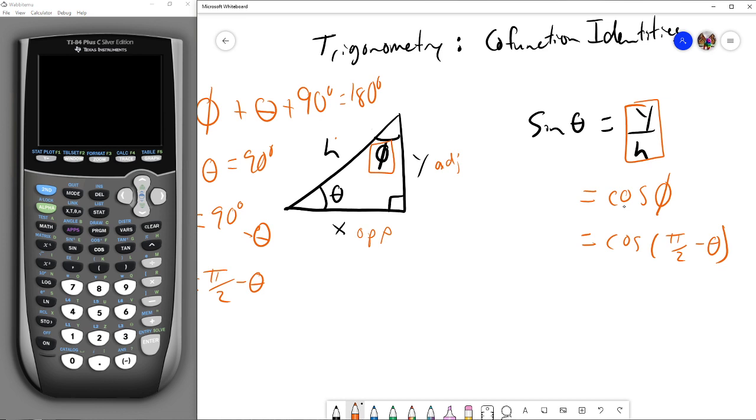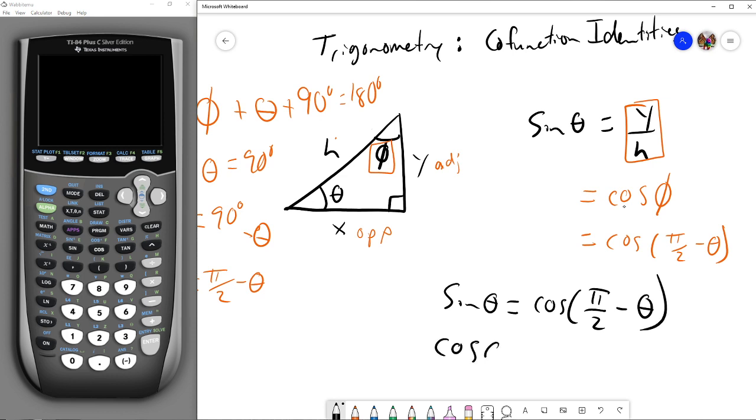Alright. So sine theta is going to equal cosine of pi over 2 minus theta. And we can also state it in this manner. Cosine theta is going to equal sine of pi over 2 minus theta. The two are very similar. And we can actually do this for all 6 of our trig functions, which is pretty cool.